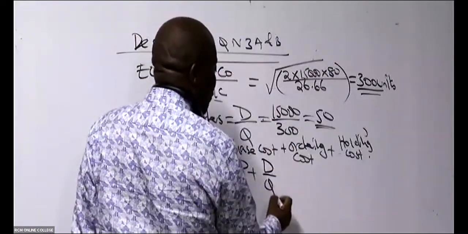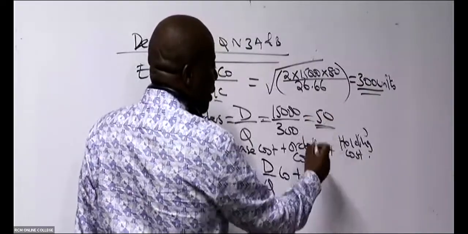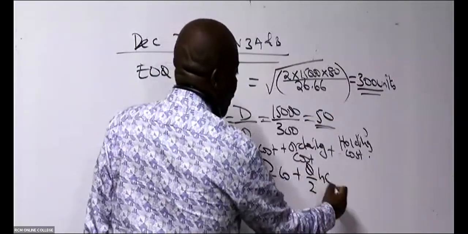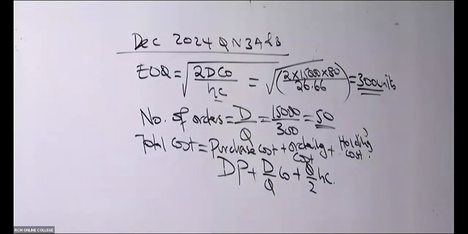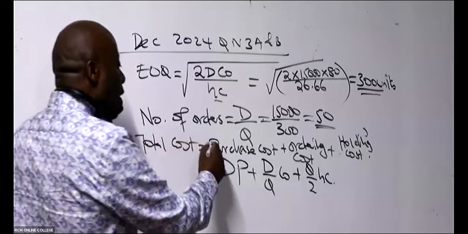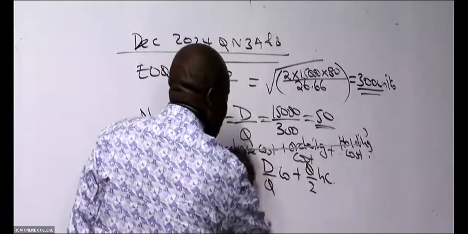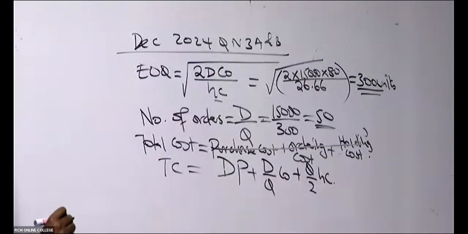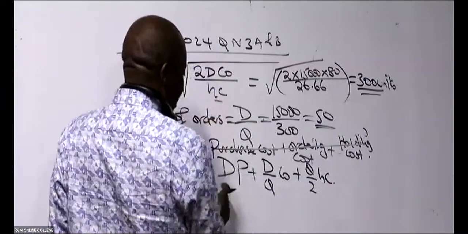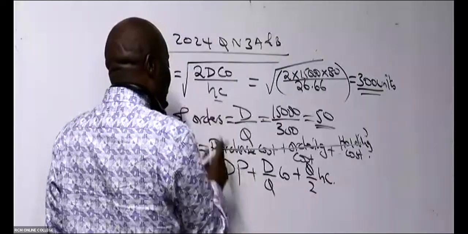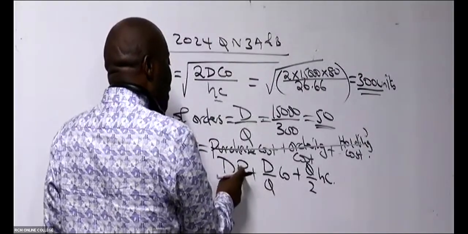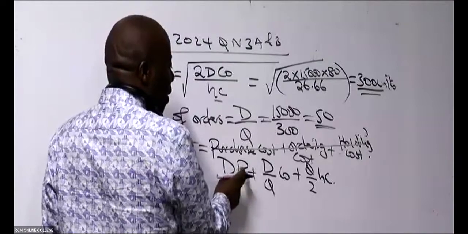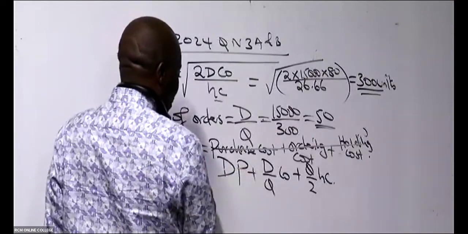So anytime we talk about total cost, always remember DP plus ordering cost, which is D over Q times CO, plus holding cost, where we take Q over 2 times HC. This is a formula I would always want you to know, the formula for getting TC for inventory items. Mwai Kibaki's DP: D is annual demand, and P is the purchase price per unit. This is the only one you don't have. So let's move slowly.